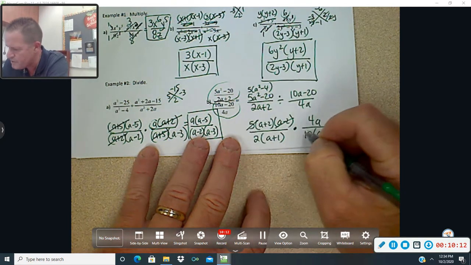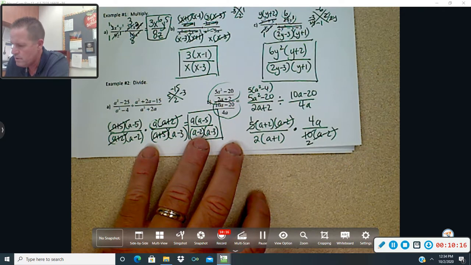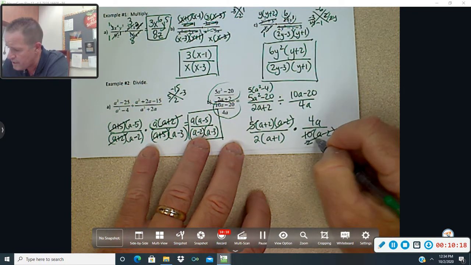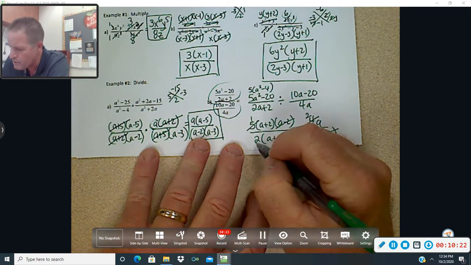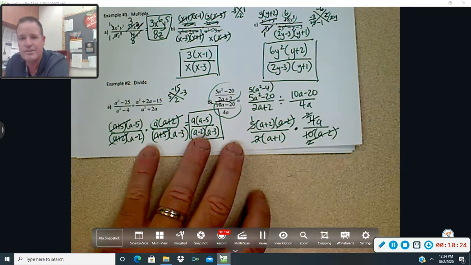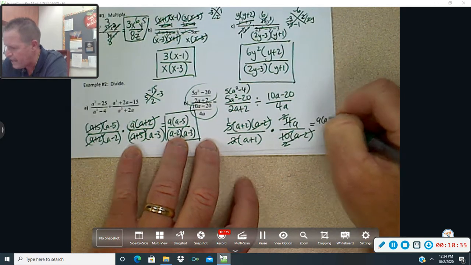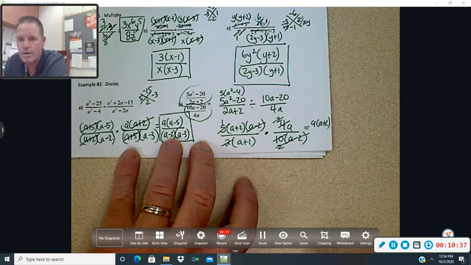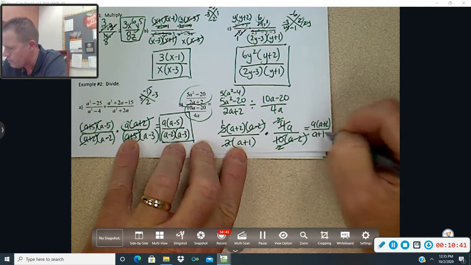Now 5 goes into 10 2 times. I could cross cancel this 2 into 4. It goes in there 2 times. But so does this 2 go into that 2, 2 times. So all that's gone. And so what's left over? Again, look carefully. Watch out. This little a is hiding. You've got a times a plus 2 over what's left on the bottom, a plus 1.